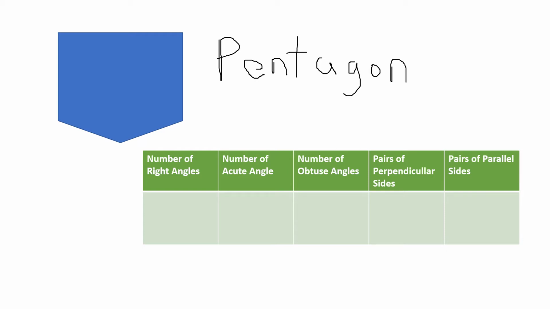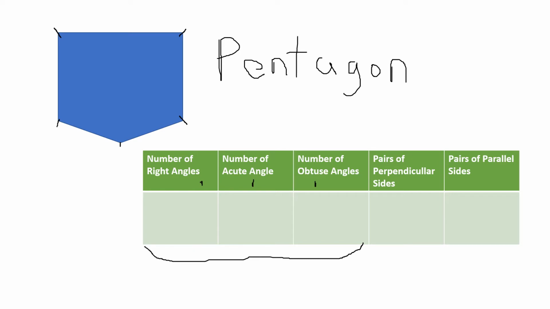And you can see on our table we have number of right angles, number of acute angles, number of obtuse angles, pairs of perpendicular sides, and pairs of parallel sides. We're going to start with our angles first. So we have right, acute, and obtuse. Now the number of angles needs to be the same as the number of corners. So we have 1 corner, 2 corners, 3, 4, 5. So when we classify each of these angles, these 3 boxes right here should equal 5.